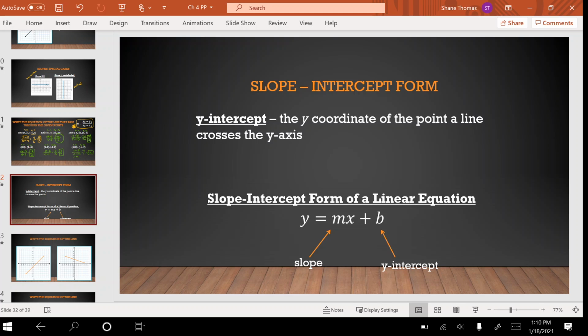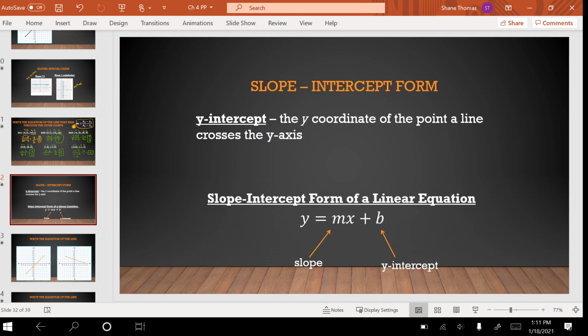Now, when I have something like this, y equals a number times x, then plus or minus a number, that's called slope-intercept form. It's the same at the bottom. Slope-intercept form is the form y equals mx plus b. Why they chose m for slope and b for y-intercept is beyond me. Slope is what we've been talking about. Y-intercept is the y-coordinate of the point where a line crosses the y-axis. So it's the value of y where your line crosses the y-axis. The y-axis is the one straight up and down.